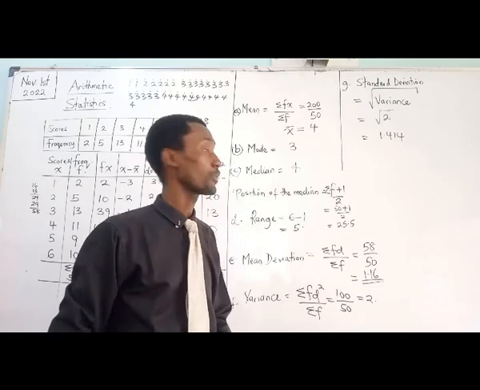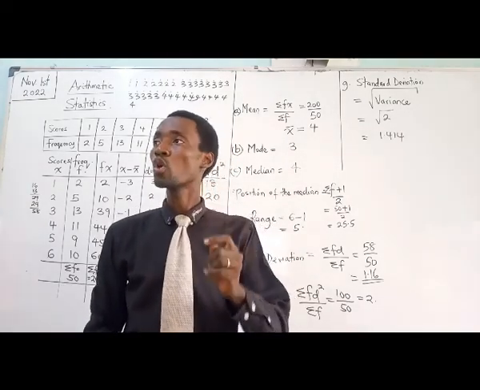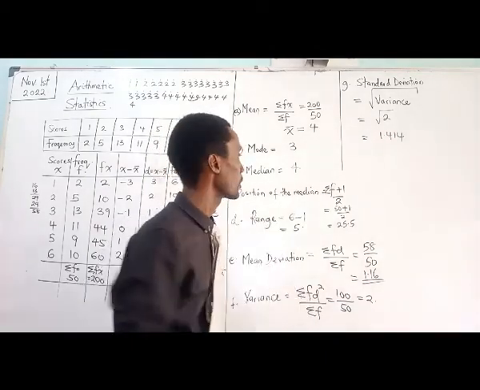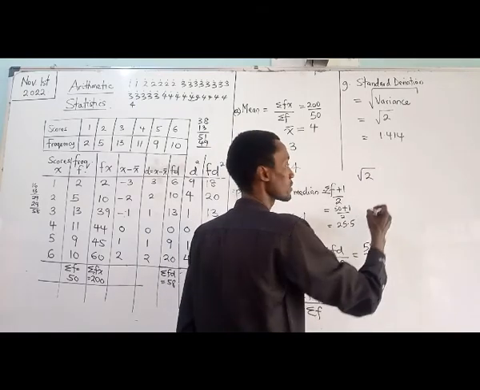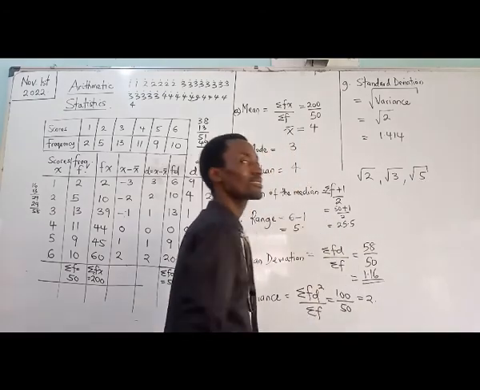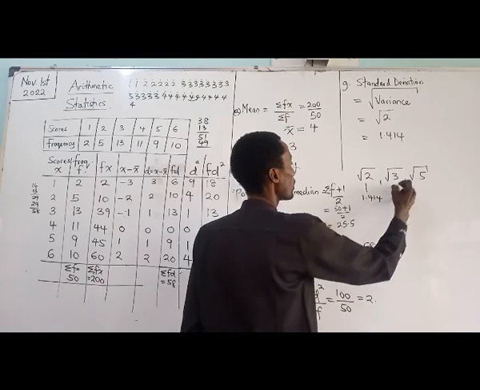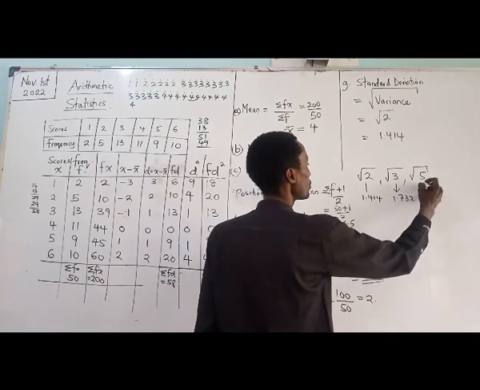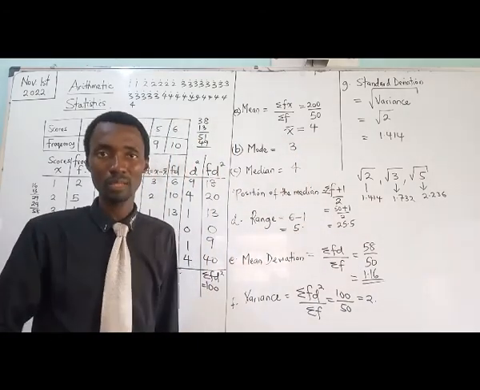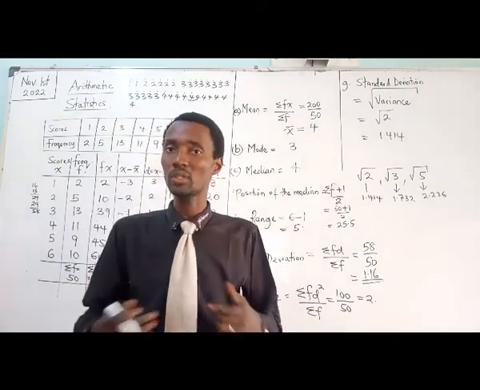I said in one of my videos, I think that was last night when I was treating the midnight sun experience, that there are certain values you must know by heart. Square root of 2, you should know it. Square root of 3, you should know it. Square root of 5, you should know it. At least these three, you ought to know their values. This is 1.414, this is 1.732, and this is 2.236. You should know them. So you may want to take out the time to memorize this. It's important you know them.